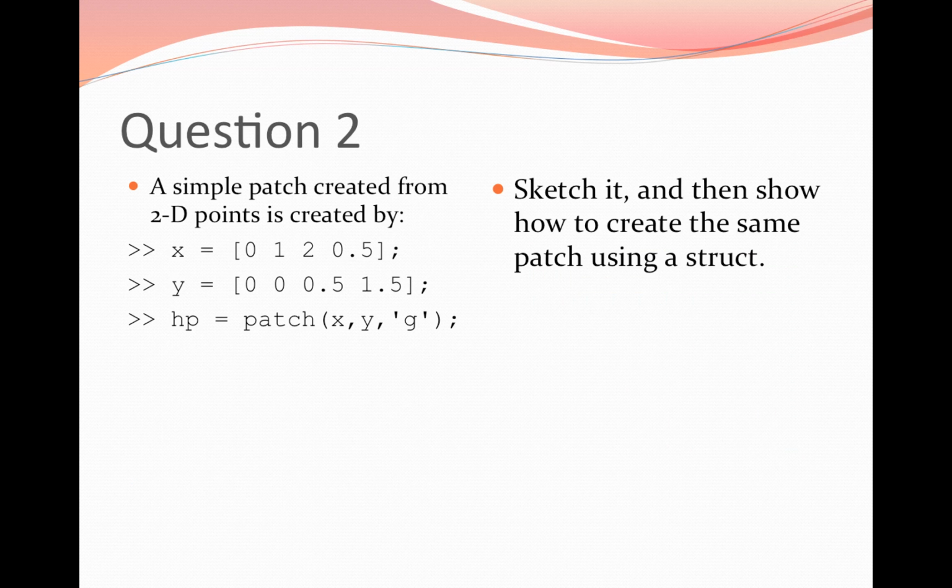So here's question number 2. I've created a simple patch from 2-dimensional points by creating x and y vectors for the points, and then pass those vectors to the patch function with the color green. 2 parts to the question. First is sketch this patch, and the second is show how you could create the same patch using a struct.